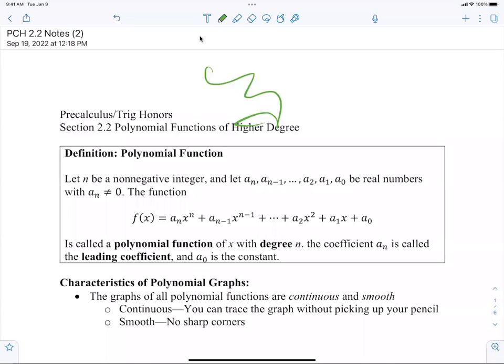I can't make this bigger, but that's okay. That'll have to be okay.